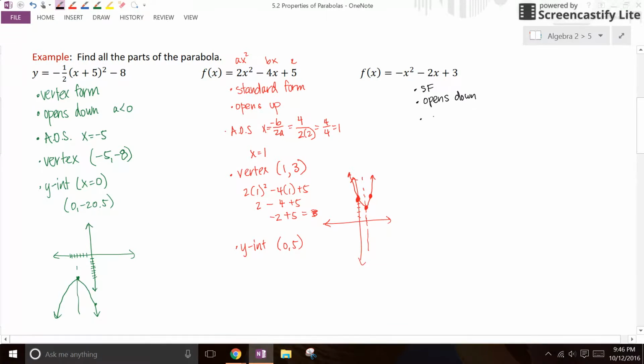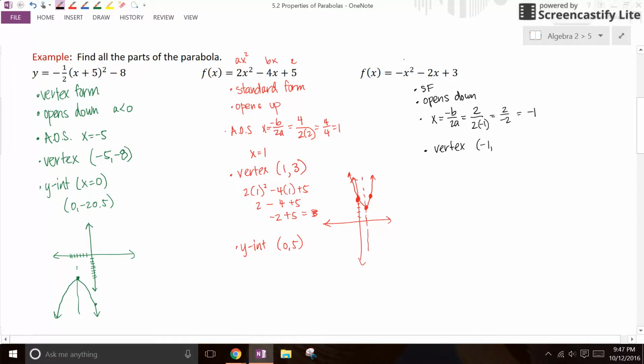So it's going to be x is equal to the opposite of b over 2a, which is 2, because the opposite of negative 2 is 2, over 2 times a, which is negative 1. So this is 2 over negative 2, which is negative 1. All right, that means the vertex automatically is negative 1 comma something.